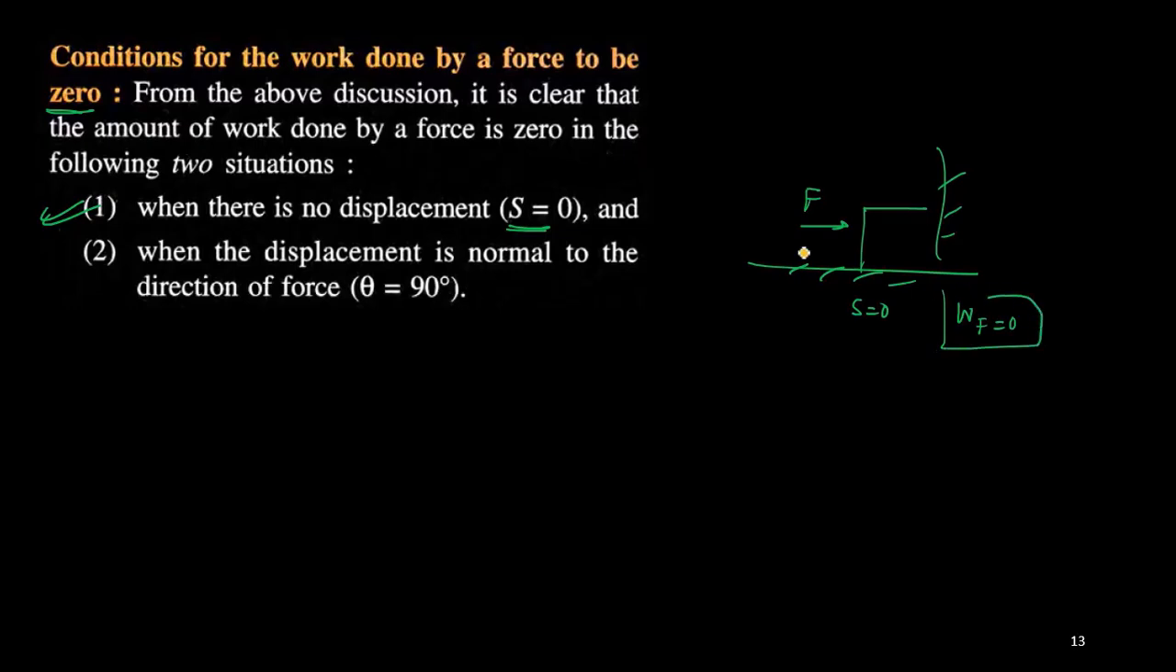Another situation is that the displacement is perpendicular to the direction of the force. Like in the case of circular motion, whenever the body is performing circular motion, one force must be acting toward the center, the centripetal force. Corresponding to that, the displacement is always 90 degrees with S, so this angle is 90 degrees. So this force is giving 0 work. So either the displacement will be 0 or the angle will be 90. Under these two situations only, the work done by a force may be equal to 0.